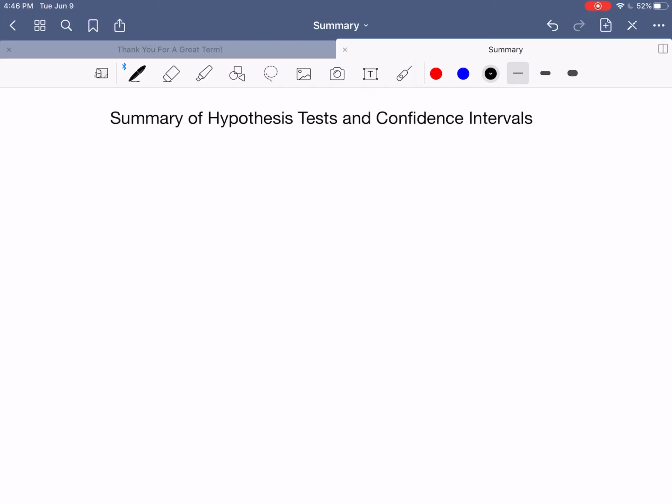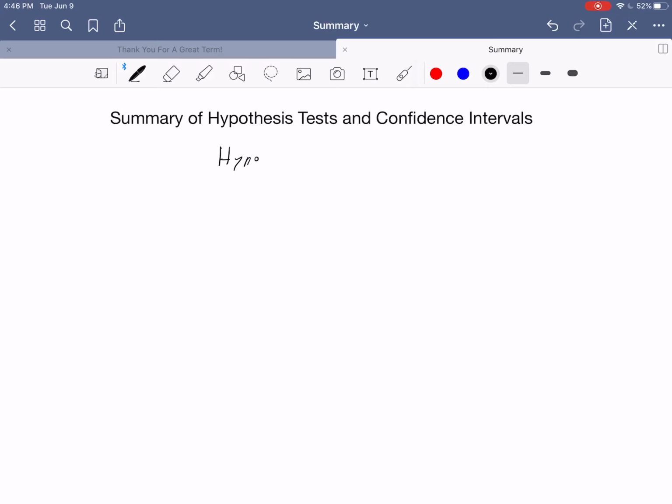So we're going to talk a little bit about some identification techniques to help pick out the appropriate hypothesis test or confidence interval for a given situation, and then we're also going to talk a little bit about the key features of each hypothesis test and confidence interval. So let's get in first by talking about the hypothesis tests.